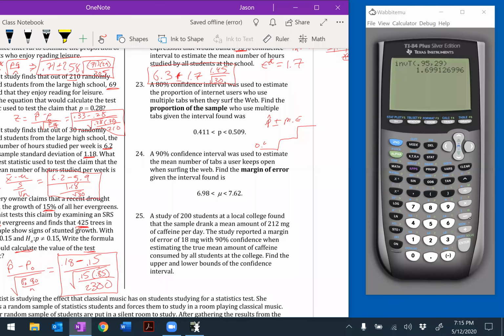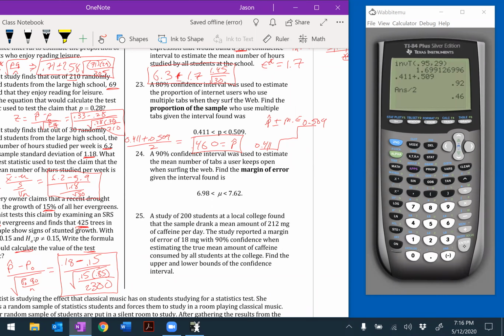It's going to be in the middle of 0.411 and 0.509. So how can I find something that's right in the middle? Well, I take the average of them. So I average these: 0.509 plus 0.411, and then divide by 2. So 0.411 plus 0.509, and then divide by 2, and we get 0.460 is my sample proportion. That's right in the middle.